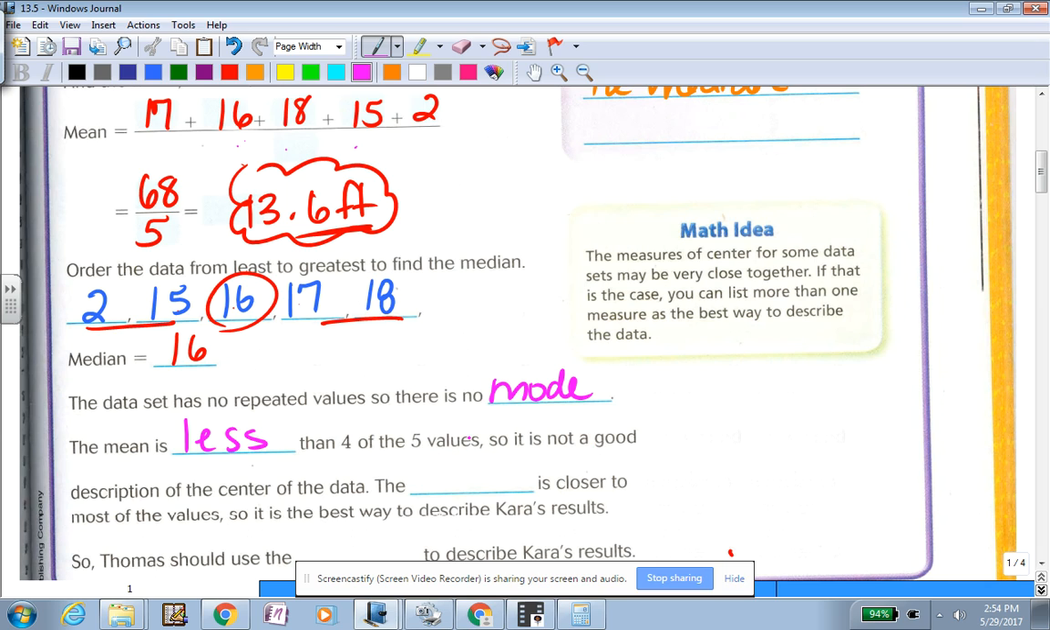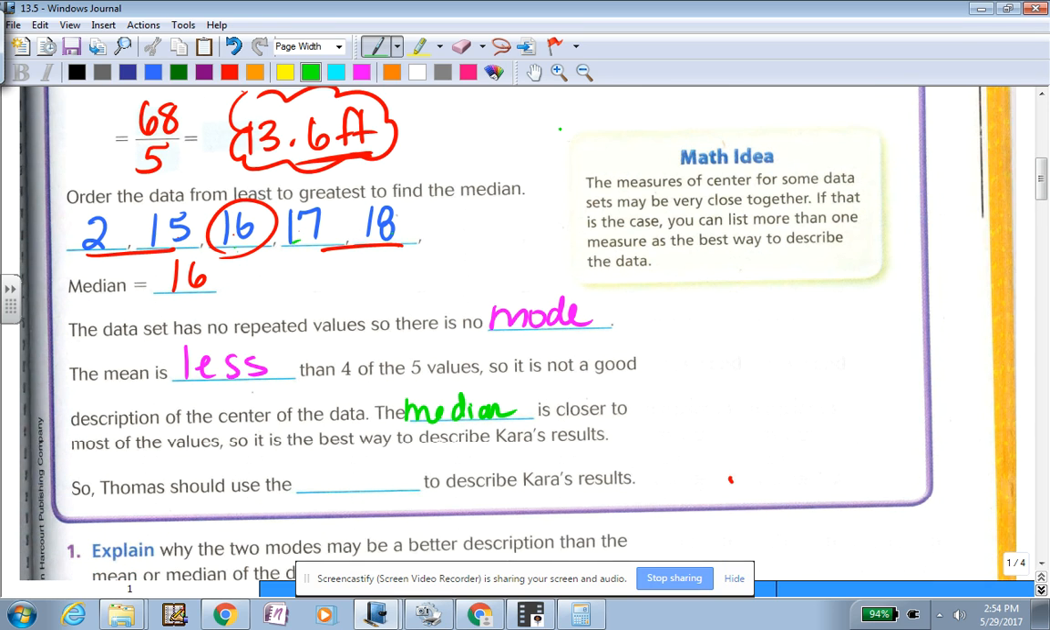So the mean is not a good description of the center, but this median happens to be near where most of the data values are. Look, just one away, just one away, just two away. Unlike the 13.6 here, which we can say is 14, it's still not as typical of what the data results should be. So Thomas should, in fact, use the median in this case to describe Kara's results. Now, the explain I'll let you do on your own time.